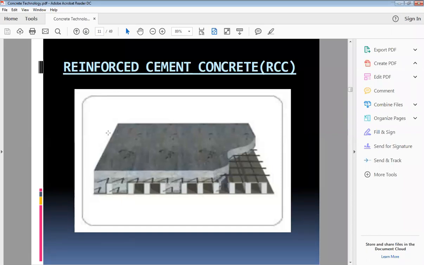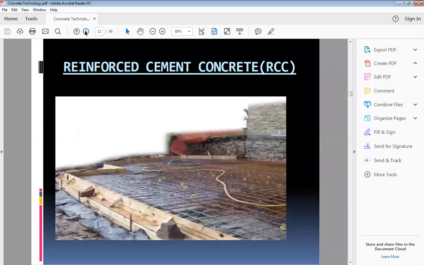Here you can see the picture of reinforced cement concrete. You can see the reinforcement bars and cement concrete. It shows the reinforcement bars, cement concrete, and then shuttering work also, which gives the shape to the concrete.